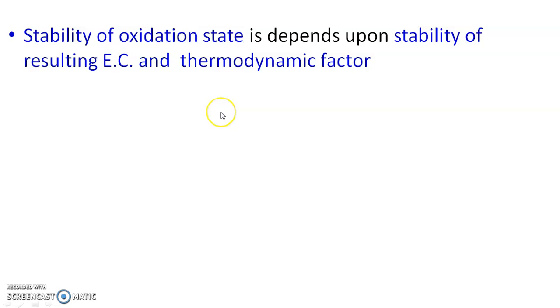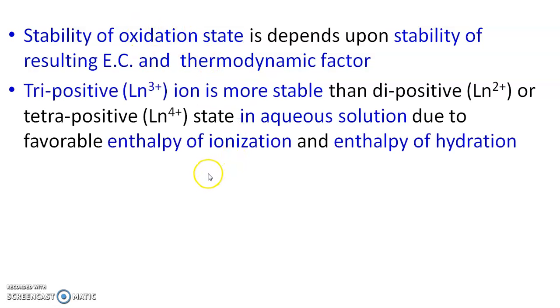Now the stability of an oxidation state depends upon the stability of the resulting electronic configuration and thermodynamic factors. So not only does stable electronic configuration decide the stability of an oxidation state, but thermodynamic factors also play a very important role. For example, the tripositive lanthanide ions are more stable than dipositive or tetrapositive lanthanide ions in aqueous solution. This is due to favorable enthalpy of ionization and enthalpy of hydration.